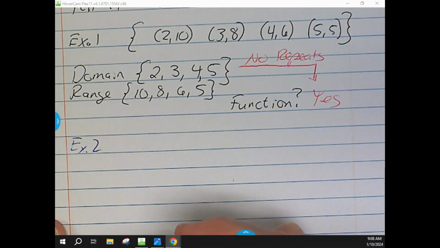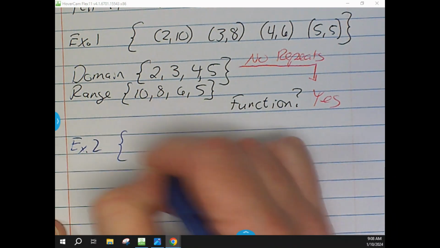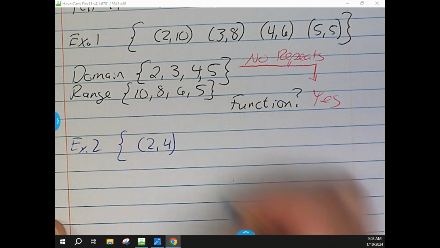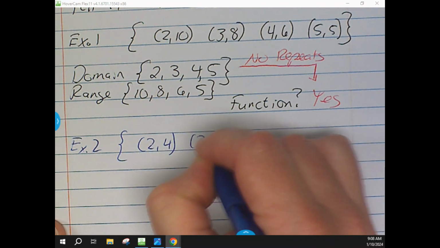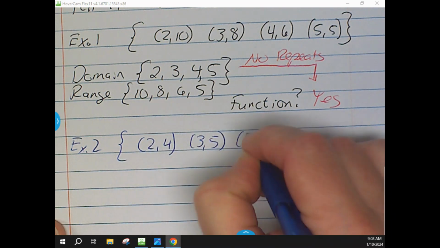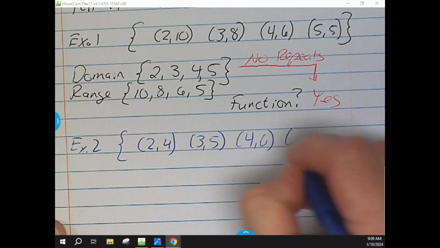All right, so for example 2, same thing. Let's go with (2,4), (3,5), (4,6), and then (2,-7).